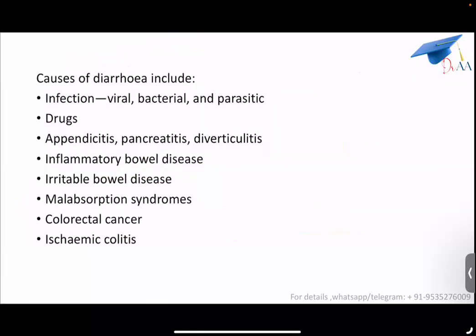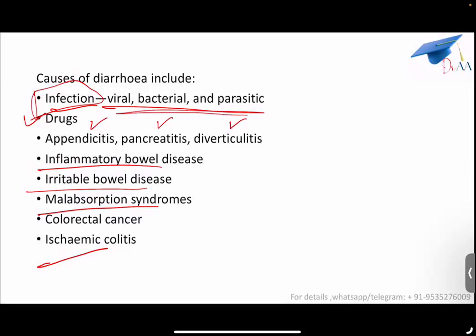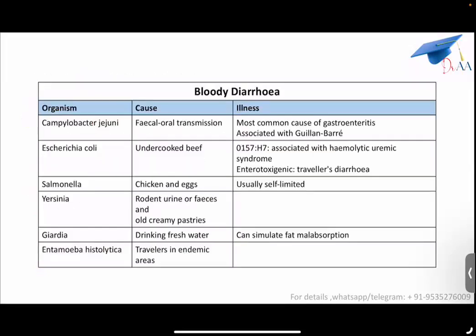What are the causes of diarrhea? We all know infection can cause it. Along with infection, there are other causes also, like ischemic colitis, malabsorption, irritable bowel syndrome, inflammatory bowel disease, inflammation of the appendix, pancreas, or diverticula. Certain drugs can trigger diarrhea, like metoclopramide. Metronidazole itself can cause diarrhea. Some antibiotics, especially co-amoxiclav, can trigger diarrhea. So there are plenty of drugs. The infection is important for us because we might have to start antibiotics in them.